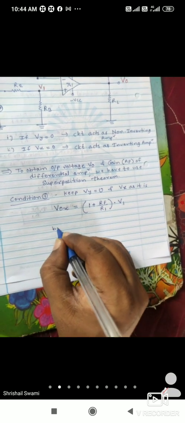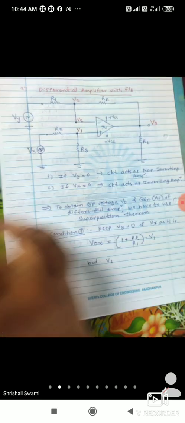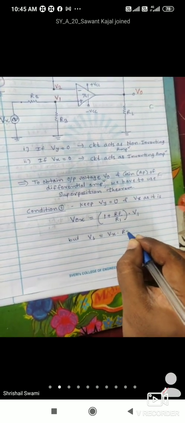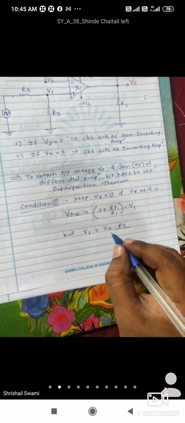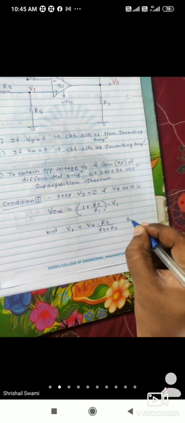Now calculate V1. V1 means the voltage across R3, and the total voltage is Vx, so you have to apply voltage division here. So V1 is equal to the total voltage Vx into R3 divided by R2 plus R3. This is by voltage division.